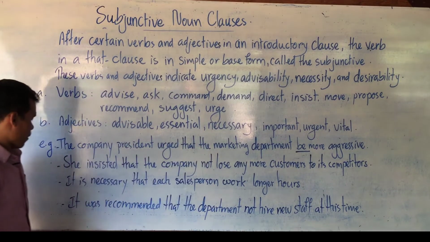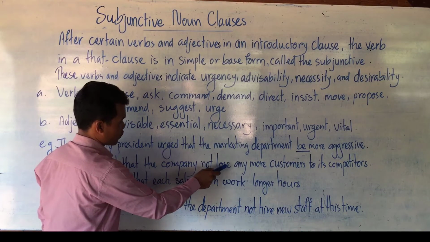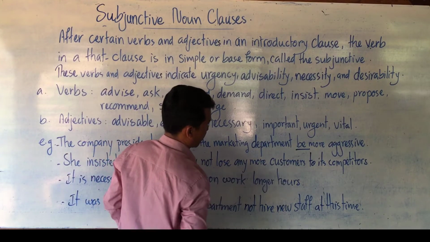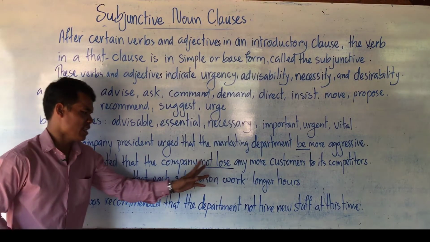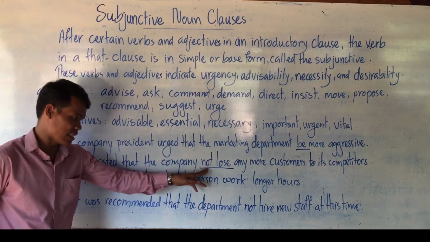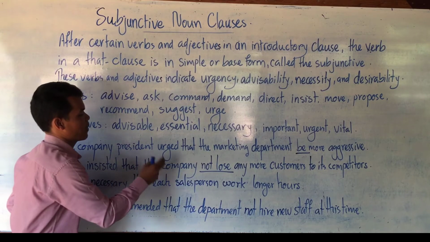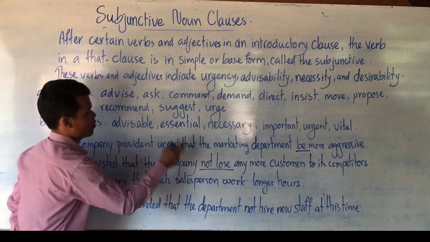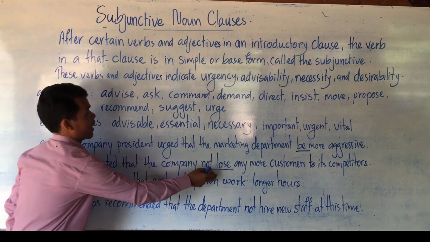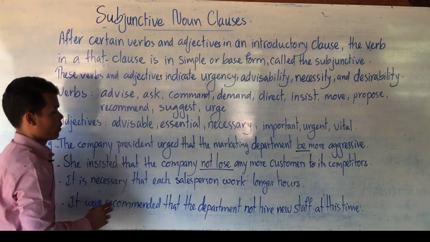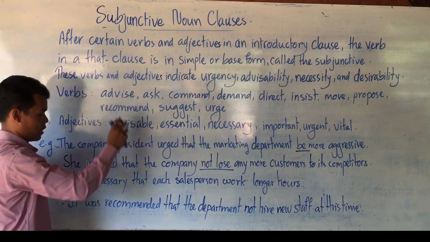So it means base form, and it is called subjunctive because you see the verb urge. Second example: she insisted that the company not lose any more customers to its competitor. Lose. Why don't you write loses? No. And it is negative, that's why we use not. We cannot write she insisted that the company does not lose any customer to its competitor. No, we cannot write like that. It is simple or base form. So here it is called a subjunctive noun clause. It comes after the verbs.